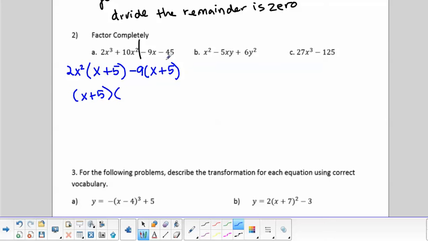X plus 5 is being multiplied by 2x squared and also by -9. So that makes your second factor. Okay? If this were just x squared minus 9, we would continue factoring the difference of squares there. But because of the 2, this term's no longer a perfect square, so we're done with factoring.